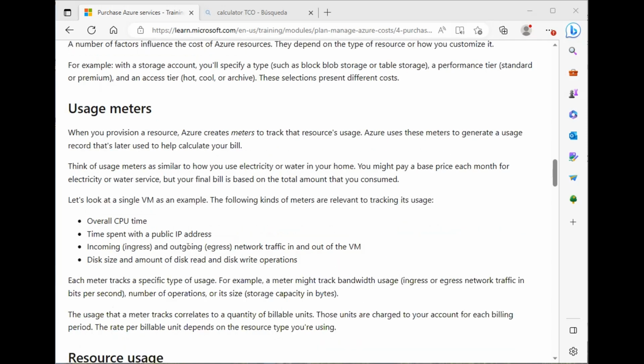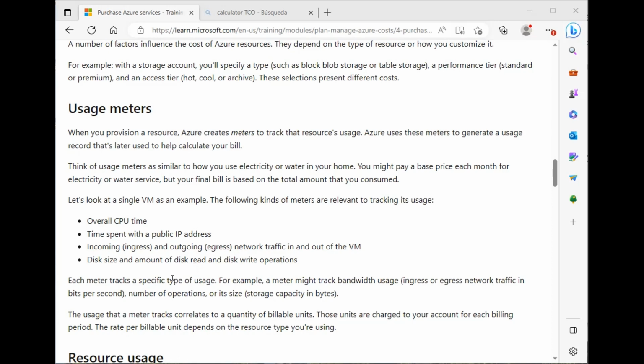Overall CPU time spent with a public IP address, incoming (ingress) and outgoing (egress) network traffic in and out of the virtual machines, and disk size and the amount of disk read and disk write operations. Each meter tracks a specific type of usage.